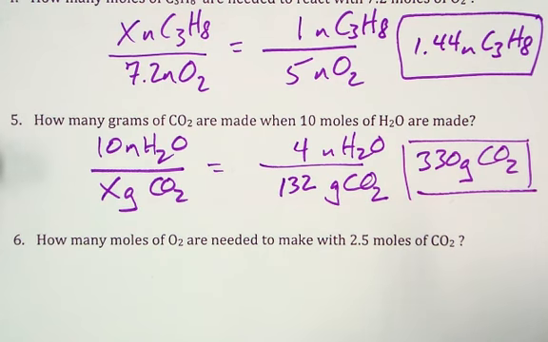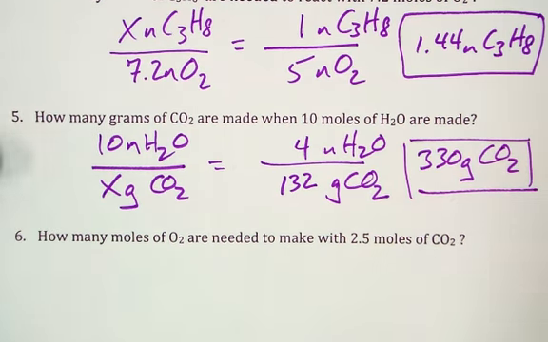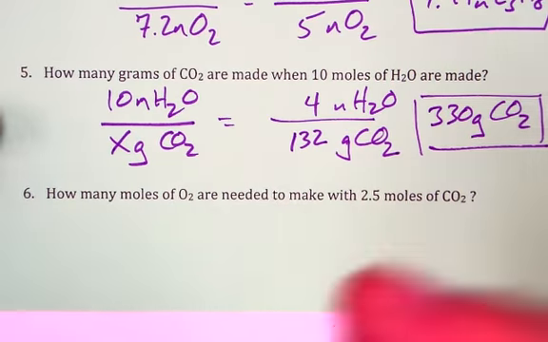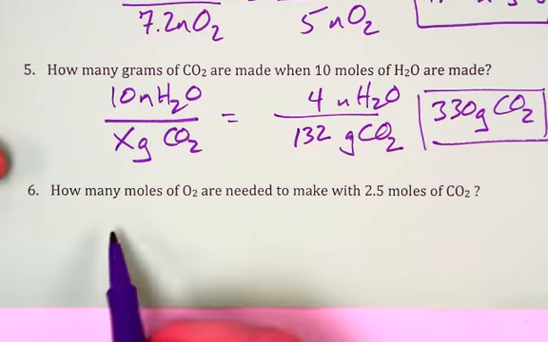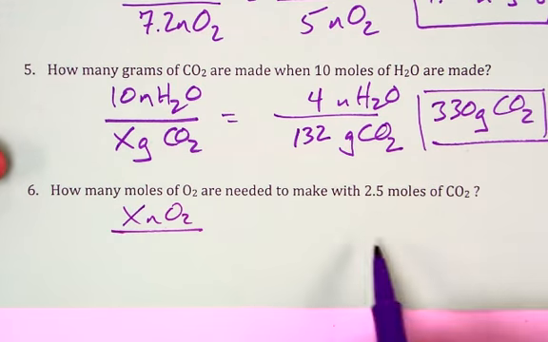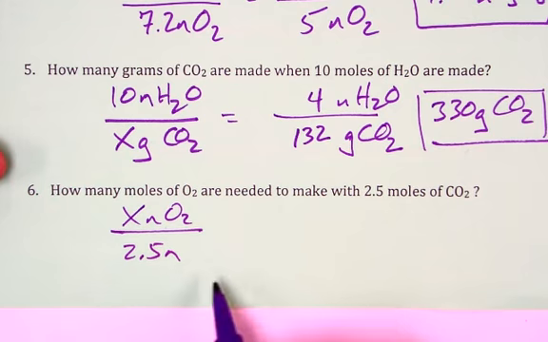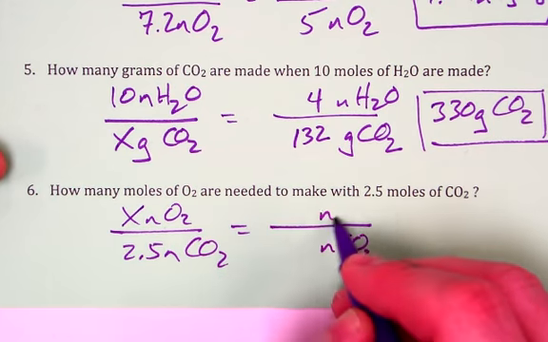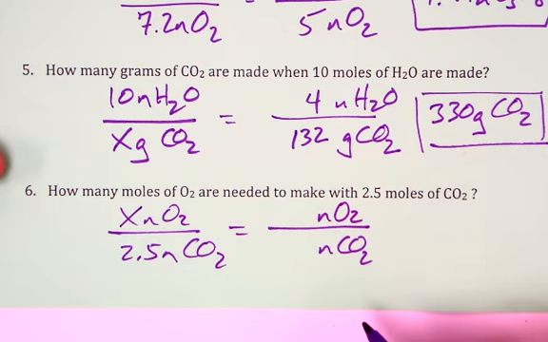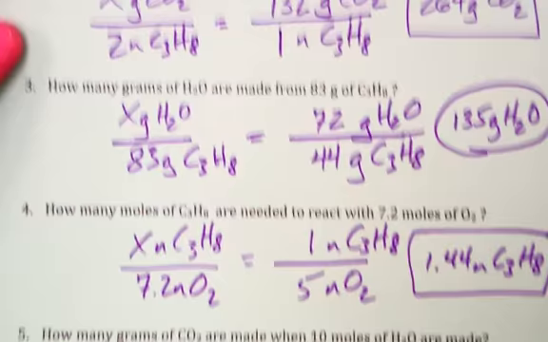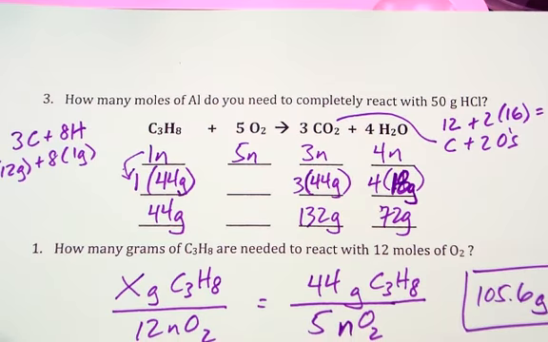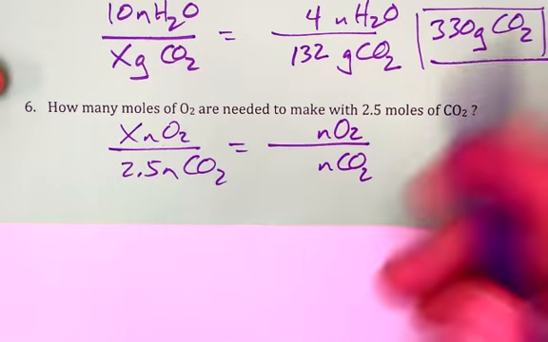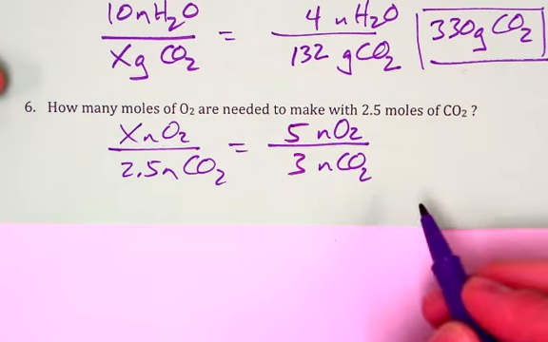And number 6 is a moles to moles problem. And so again, that's not going to be too bad for us because we're using the same information from the problem. So how many moles of O2, and our given is 2.5 moles of CO2. Units go across. This should be becoming second nature by now. We go to our equation. How many moles of O2 were there? There were 5. And CO2, there were 3. So I'm going to put 5 moles of O2 and CO2, there are 3.